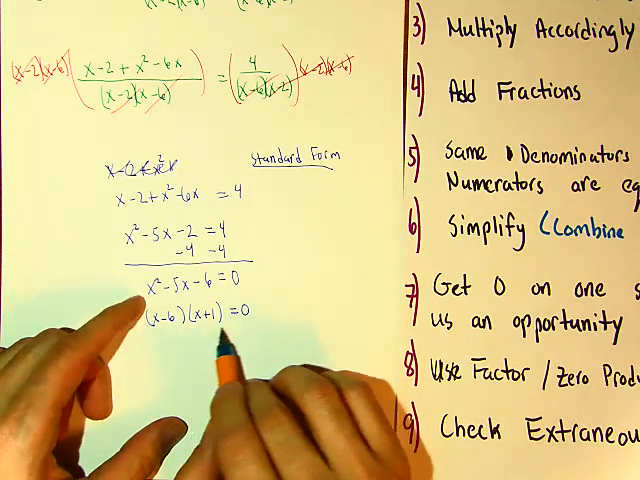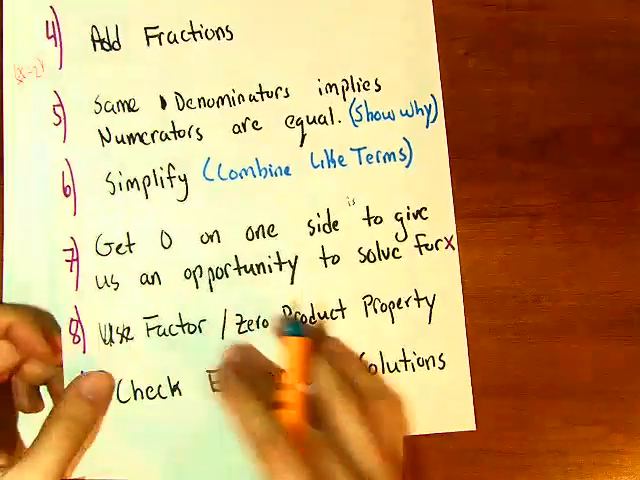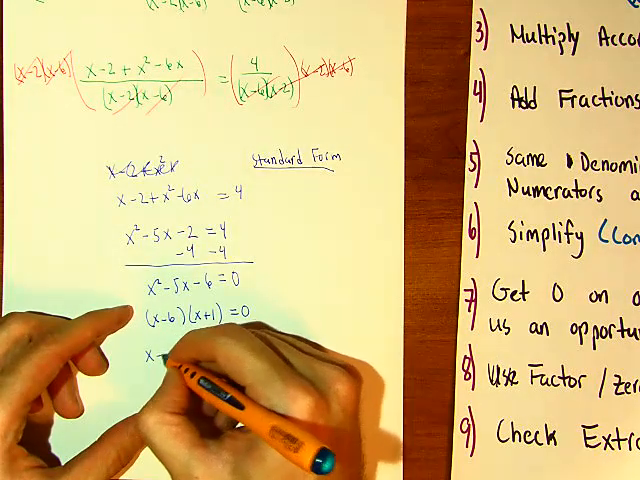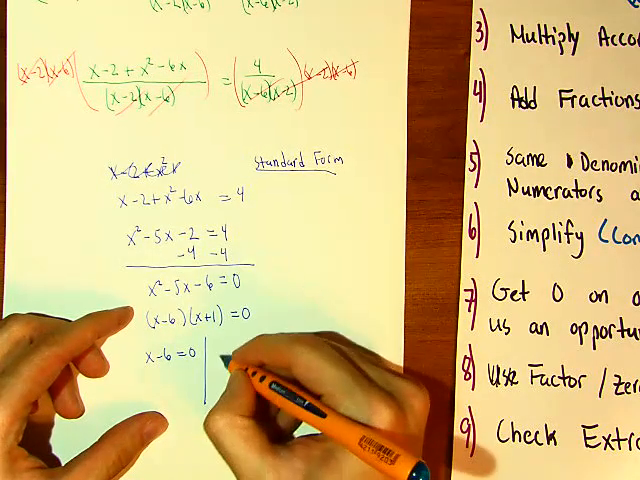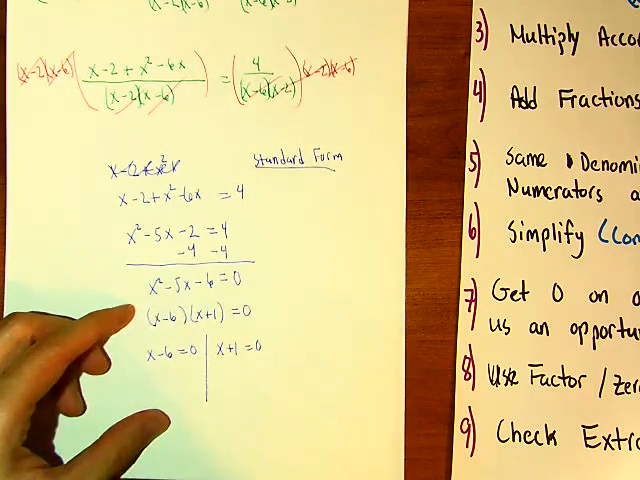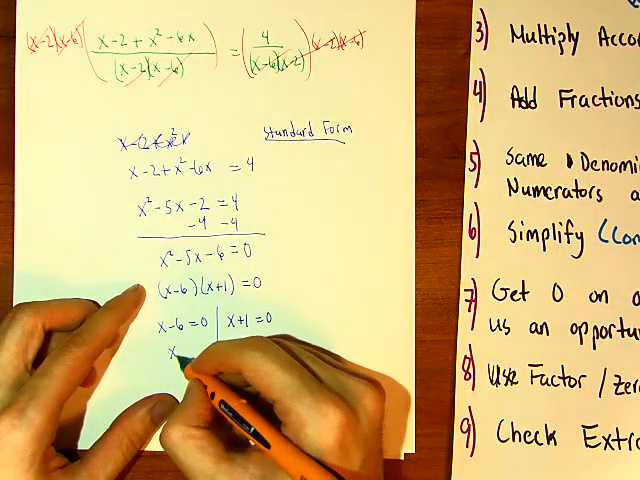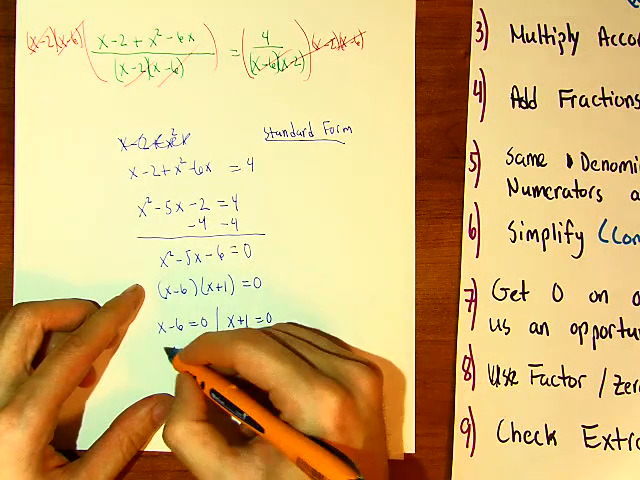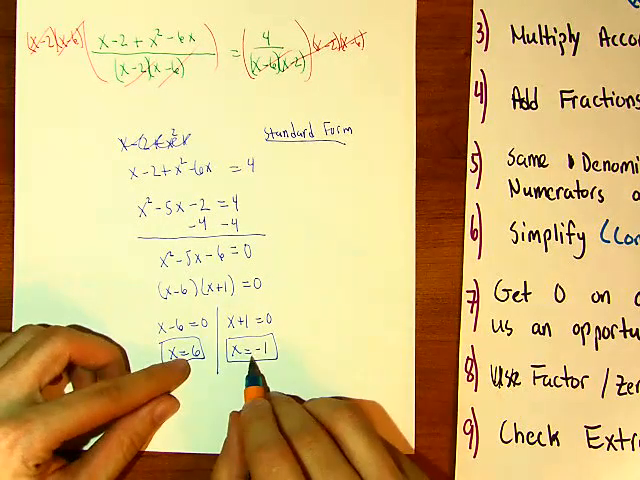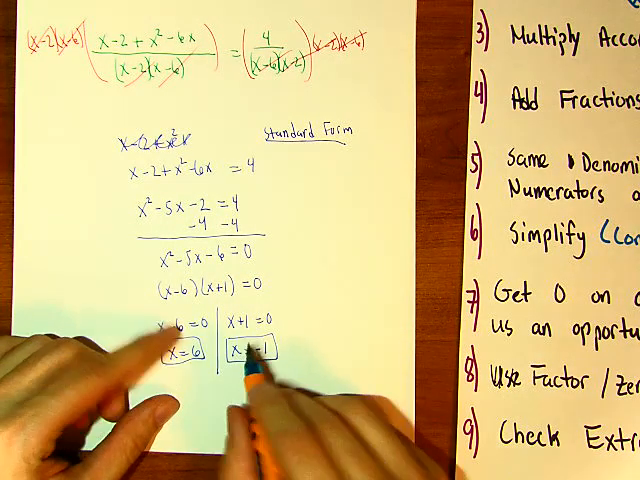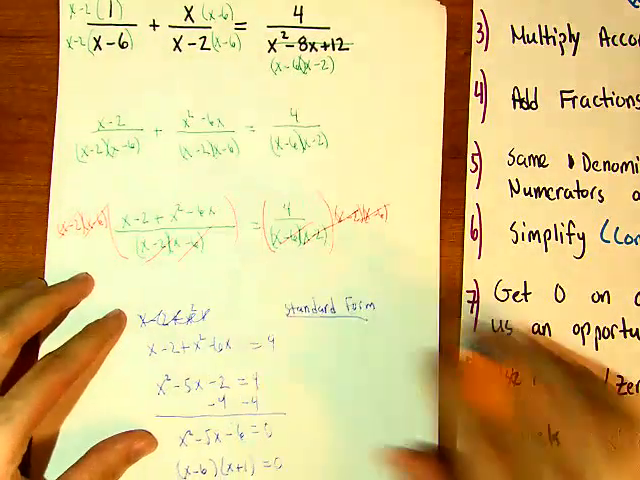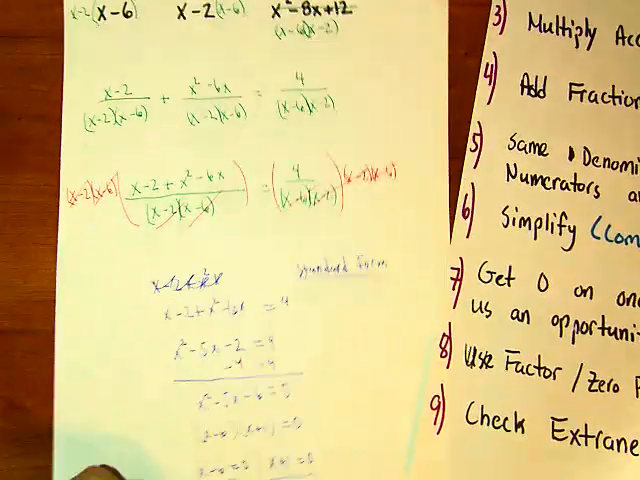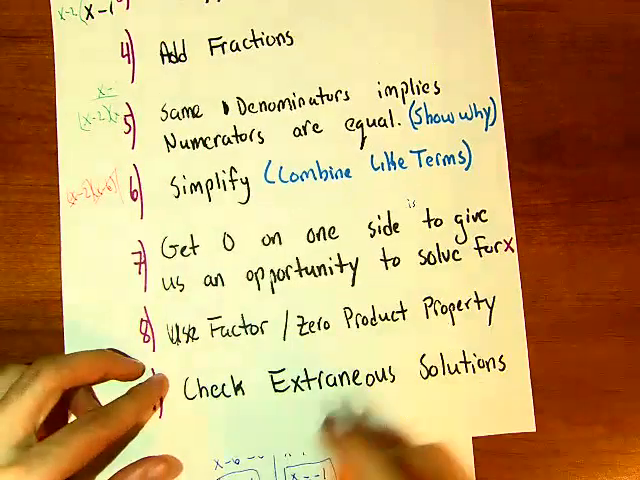So now once we have this, we're allowed to use the zero product property, which says that x minus 6 is equal to 0 and x plus 1 is equal to 0. And now here, x is equal to 6 and x is equal to minus 1. So now we have two values that x has. Again, don't just stop. We have to check for what?